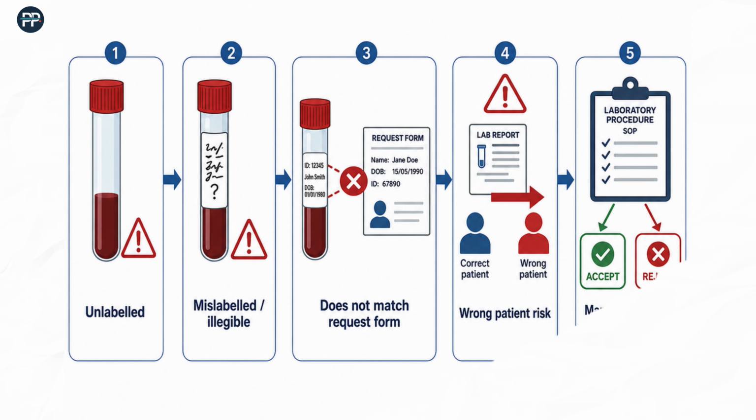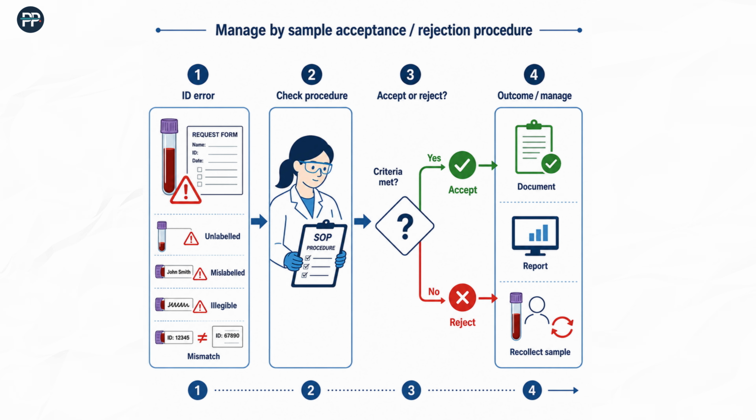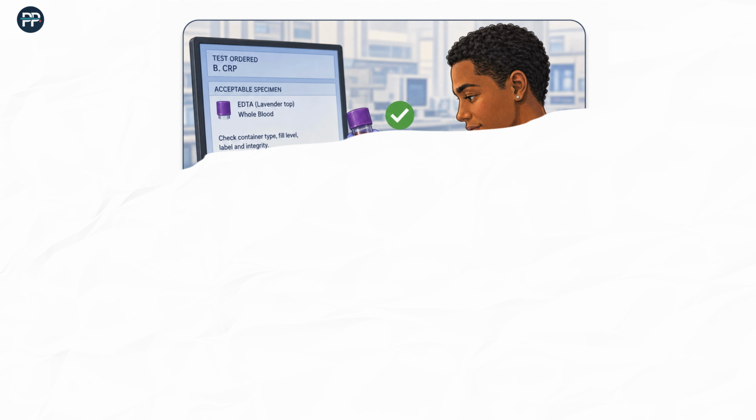If the sample is unlabeled, mislabeled, illegible, or does not match the request form, it creates a serious risk of reporting results on the wrong patient. These types of errors must be managed according to the laboratory's sample acceptance and rejection procedure.